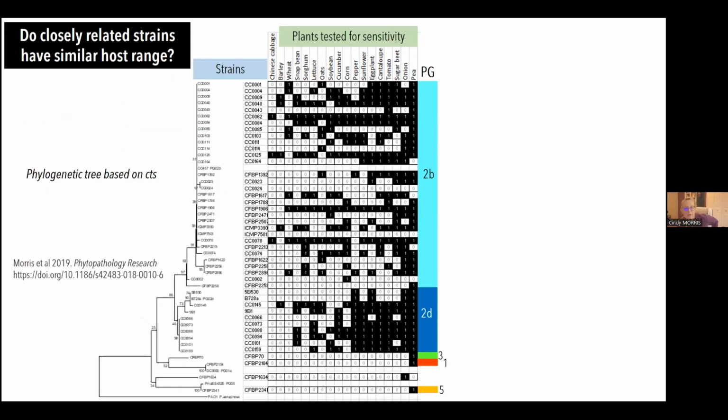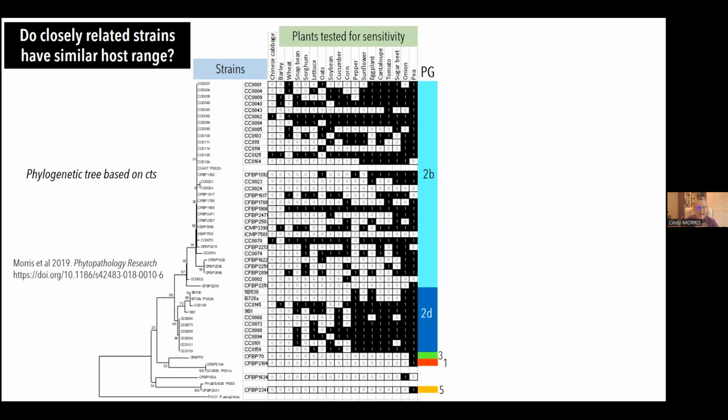I can present this block of strains with the phylogenetic tree on the left, and then the plants that they were tested for. And you can see right away that strains that are close to each other on the phylogenetic tree don't necessarily have the same host range. So you go, okay, that's good. What do I do with that?